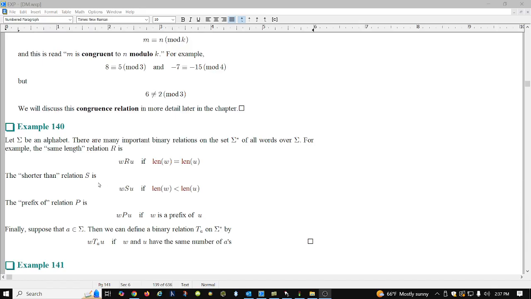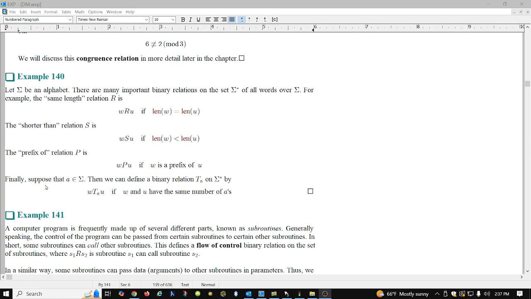Here's another important example. Let sigma be an alphabet, and we can define several useful binary relations on the set sigma star of all words over sigma. Same length relation, shorter than relation, prefix of relation. And here's a little more particular one. If we take an element from the alphabet, little a, we can define a binary relation T sub A where W is related to U if the two words W and U have the same number of occurrences of A.